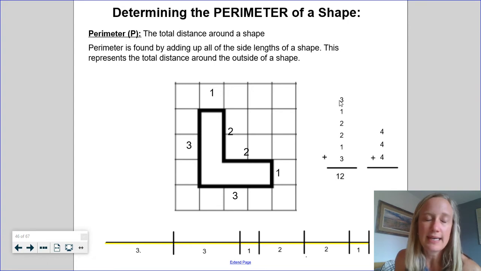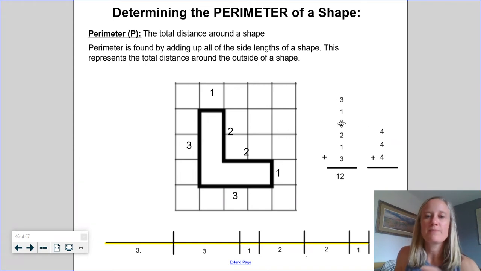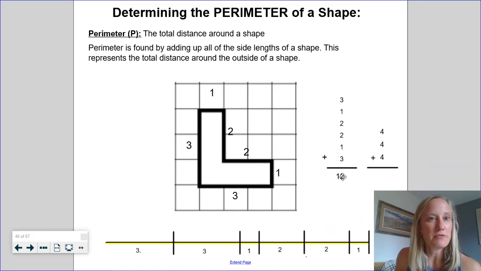Now, if you're like me, I don't like adding that many numbers together because when that happens, I often make a mistake. So I grouped them together. I put the 3 and the 1 together, and I made 4. And I put the 2 and the 2 together, and I made a 4. And I put the 1 and the 3 together, and I made a 4. And then if I add 4 plus 4 plus 4, that equals 12. So the perimeter of this shape, the distance around this shape, is 12.